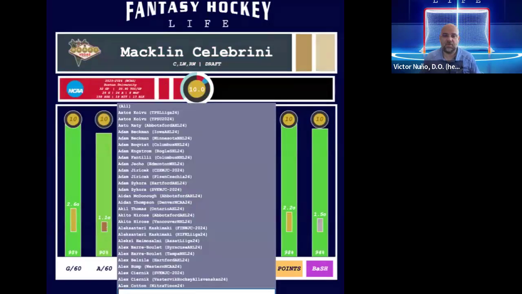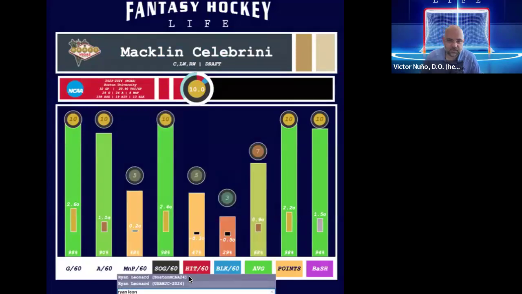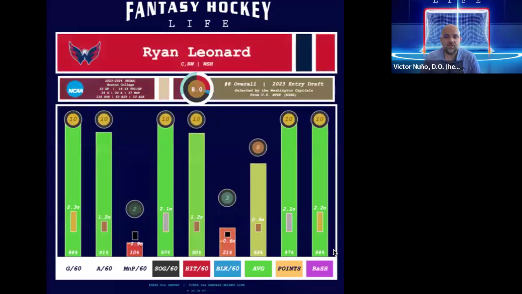We could look at maybe some of the Boston College kids, maybe someone like Ryan Leonard. And you can see there's a big difference there. 10 out of 10 for blocks, 10 out of 10 for shots. So his bash looks good for those two. Not a lot of minor penalties, or actually a lot of minor penalties. That's why this is so low.